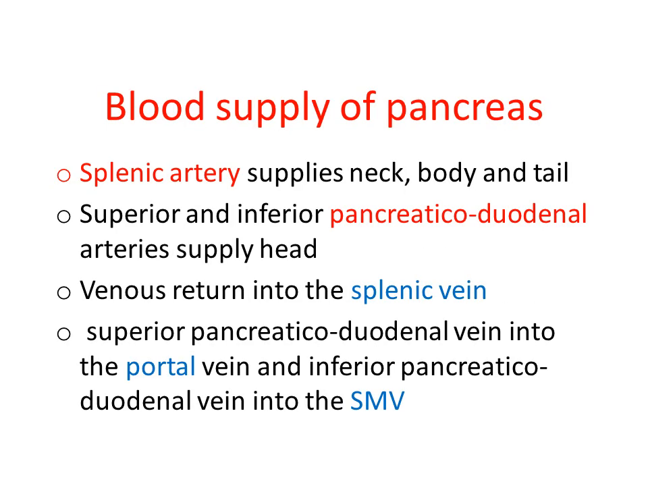Blood supply of the pancreas. The pancreas is supplied by the splenic artery, which supplies the neck, body, and tail, and the superior and inferior pancreaticoduodenal arteries also supply part of the head. The veins run into the splenic vein, the superior pancreaticoduodenal vein to the portal vein, and the inferior pancreaticoduodenal vein into the superior mesenteric vein.